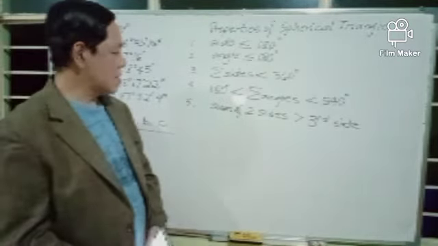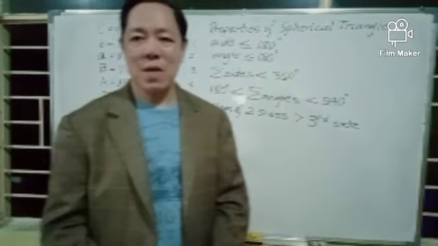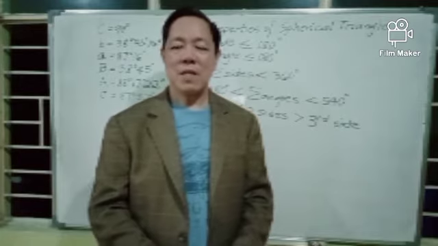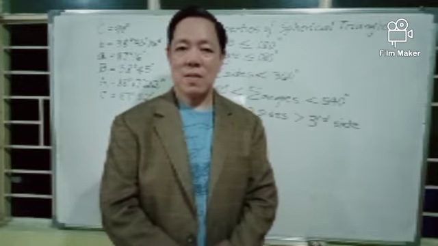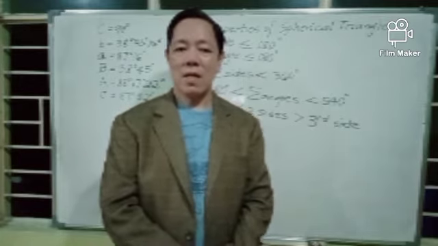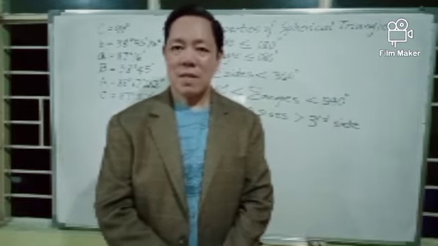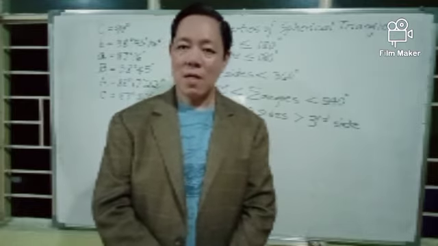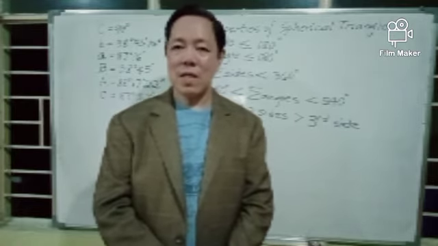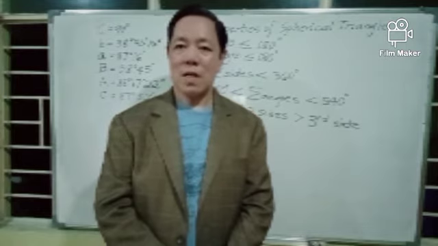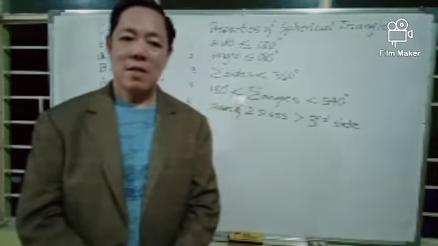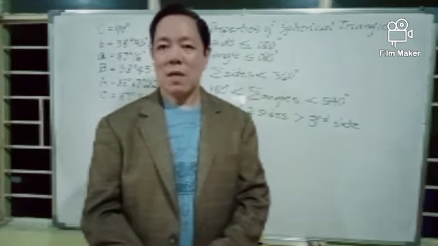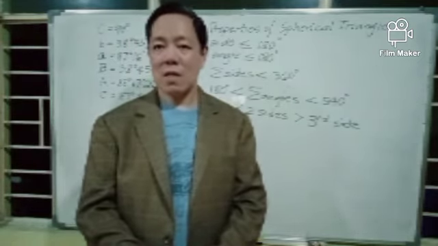The sixth property of spherical triangle says that the side opposite a larger angle is longer than that of the angle with a smaller included angle.